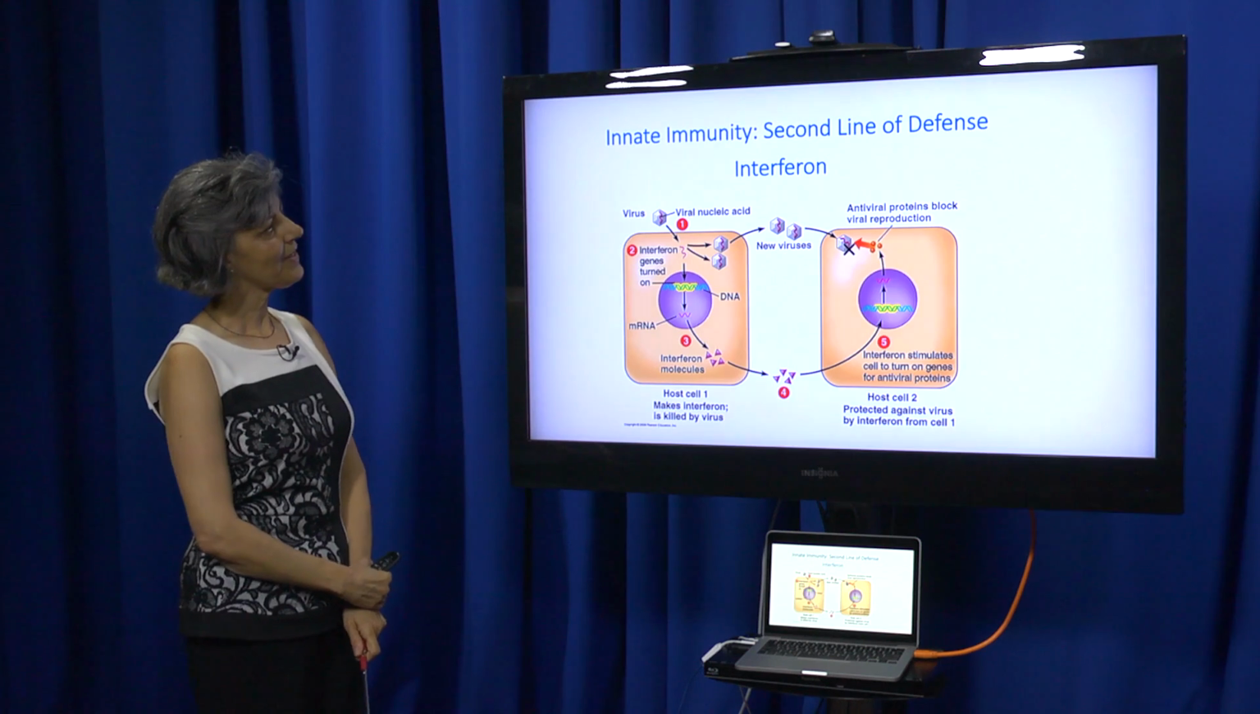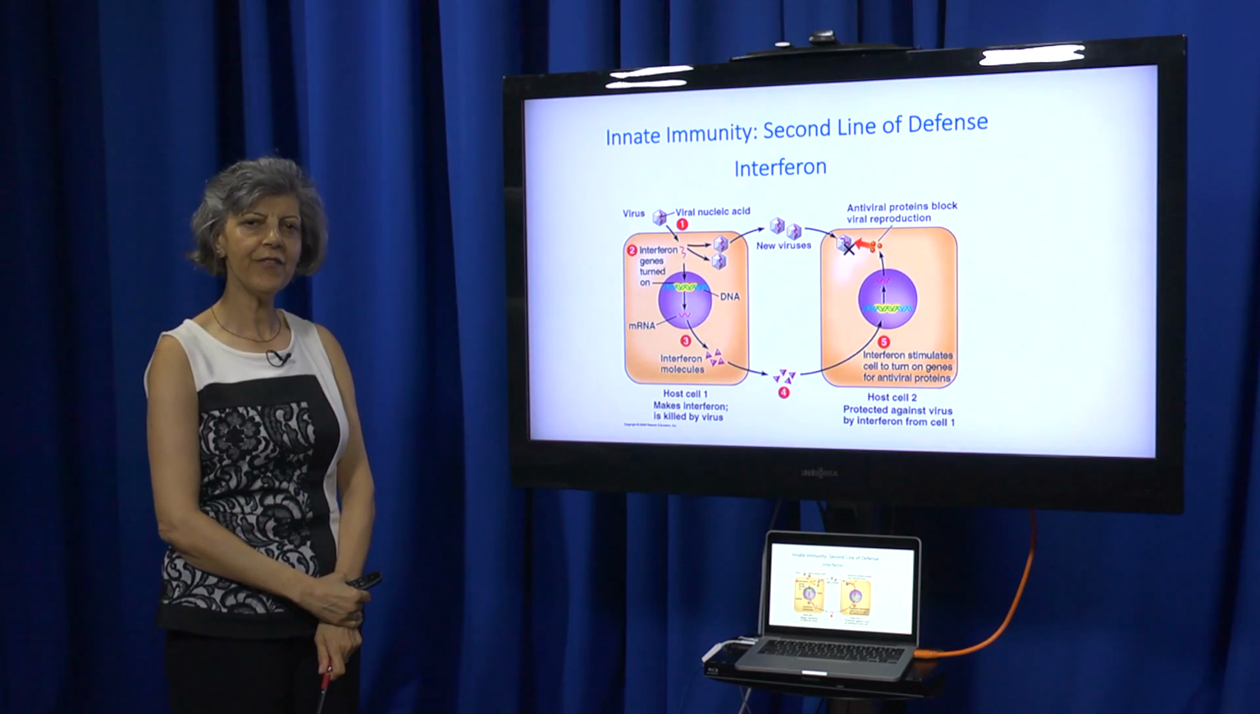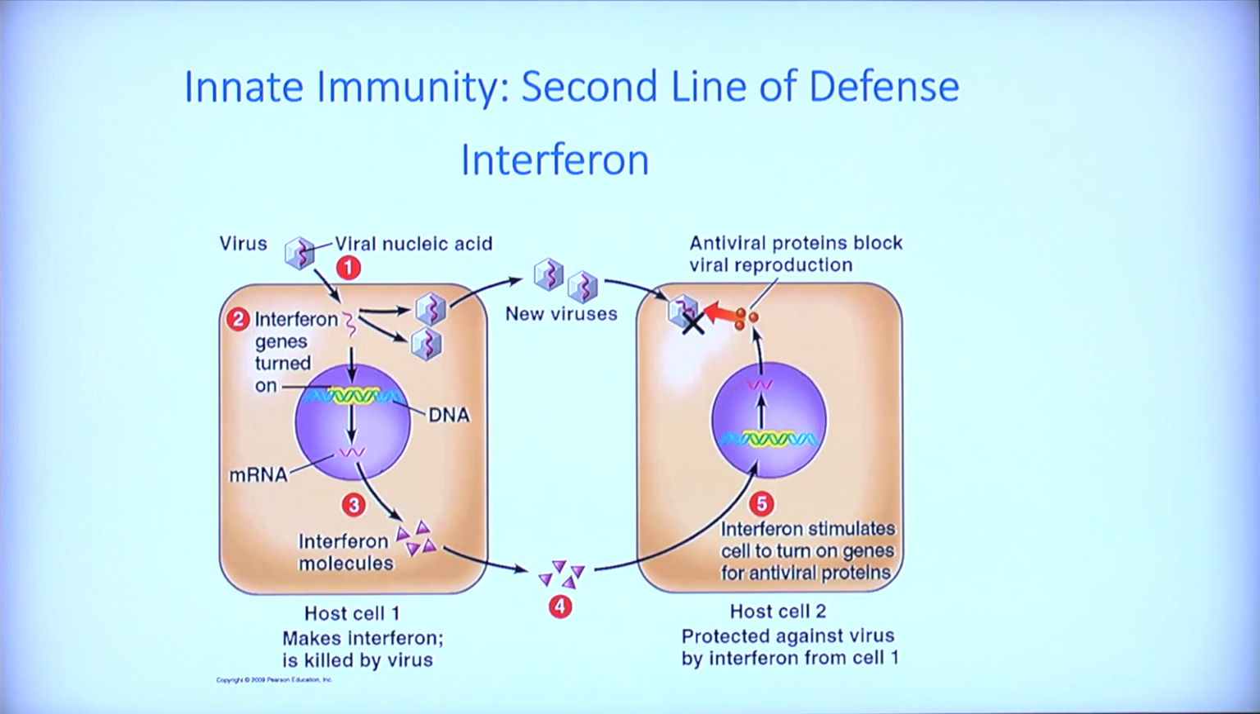Another member of the second line of immune defense is the interferon. If I were to ask you what is the function of interferon, the function of interferon is to prevent spread of viral infection. Let's see what is interferon and how does it do that.